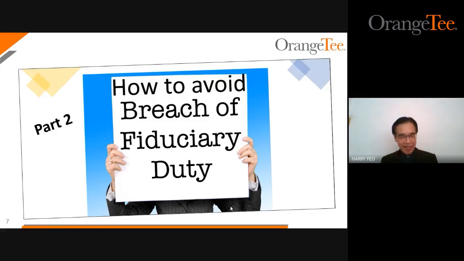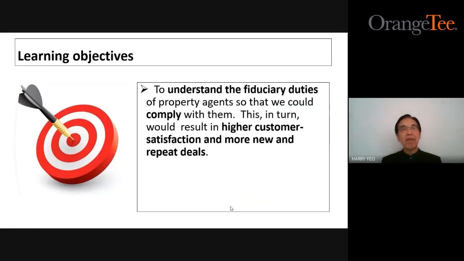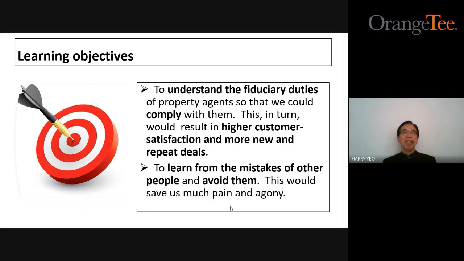Now, let's go and do our part two. How to avoid breach of fiduciary duty, part two. Let us start. Learning objectives. At the end of today, you will have a good understanding of fiduciary duties and learn how to comply with them so that you will enhance customer satisfaction. As a result, you will get more repeat deals.